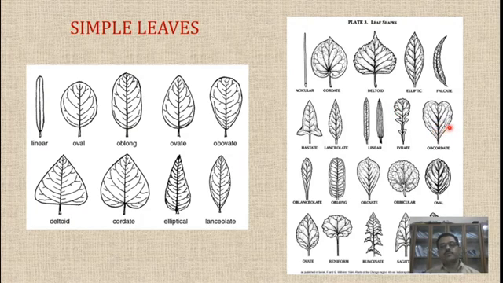Obcordate leaf is heart-shaped with a narrowing base. Oblanceolate again is lanceolate with a narrowing base. Obovate is ovate with a narrowing base. Orbicular leaves are circular, rounded leaves. Then reniform leaves are kidney-shaped or bean-shaped leaves. Runcinate leaves are leaves that are segmented on either side of the midrib. Sagittate leaves are leaves which resemble the tip of arrows, and spatulate leaves are spoon-shaped leaves. So these are the different types of simple leaves.